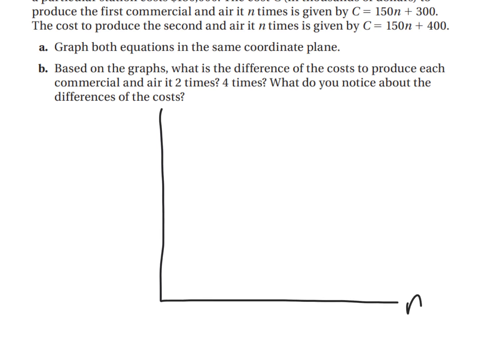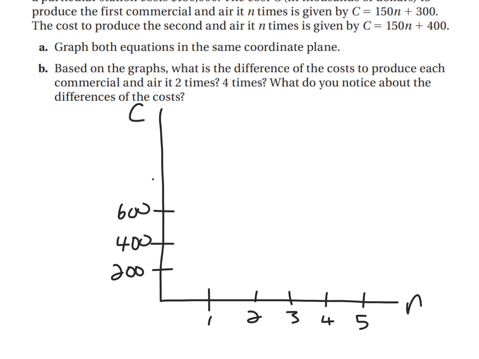Air it some number of times and get out a C value, a cost. So N is the input in this case, right? That's our horizontal axis. So we see what it's going to be like to air it once, twice, 3, 4, maybe go to 5 times here. And let's go by 200s on my vertical axis. Okay. And this should give us a reasonable grid to be able to draw our graph on.